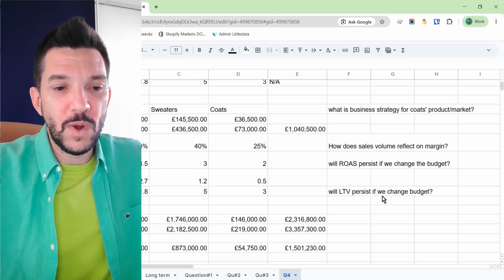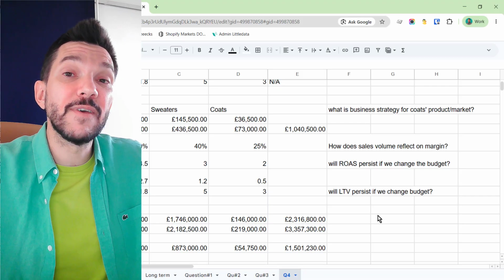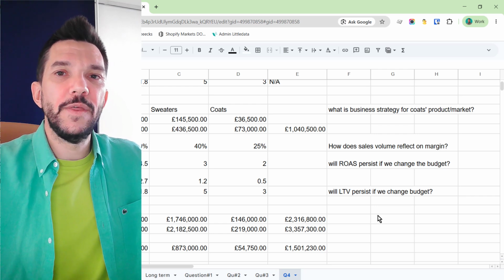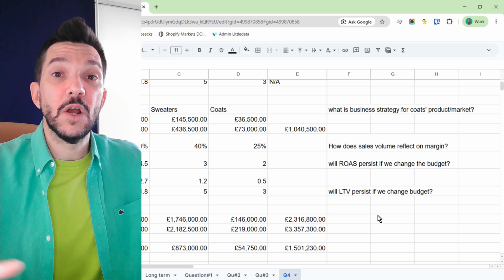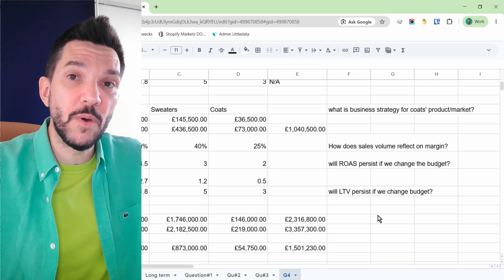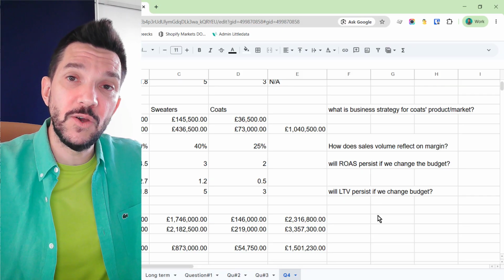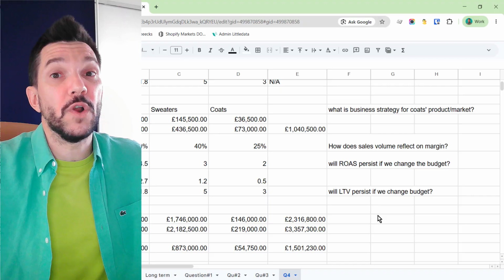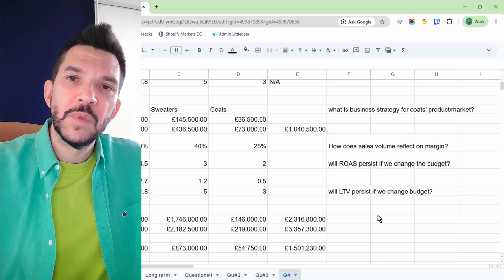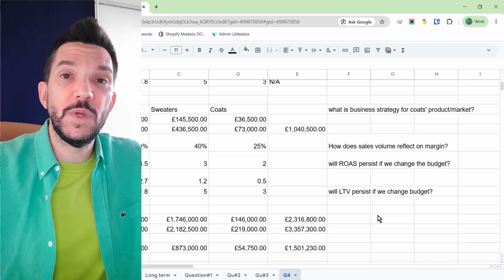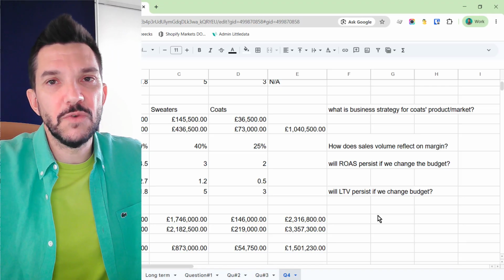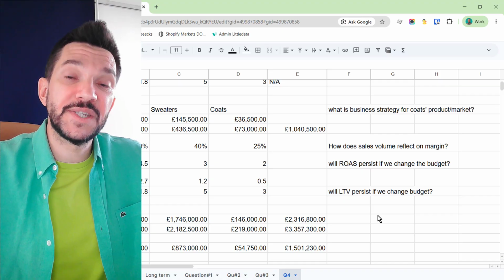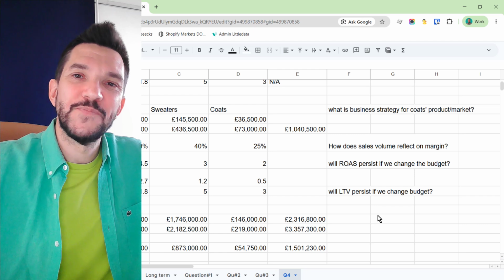And also, one last thing that I was thinking about: will lifetime value persist if we change the budget? If you press people with higher frequency or more aggressive advertising to buy something from you, will that mean that their lifetime value will remain the same when compared to people who bought almost organically? Like if they split 50-50 between organic and paid ads in terms of touch points before the purchase decision, will you actually have the same type of customers in the long run?